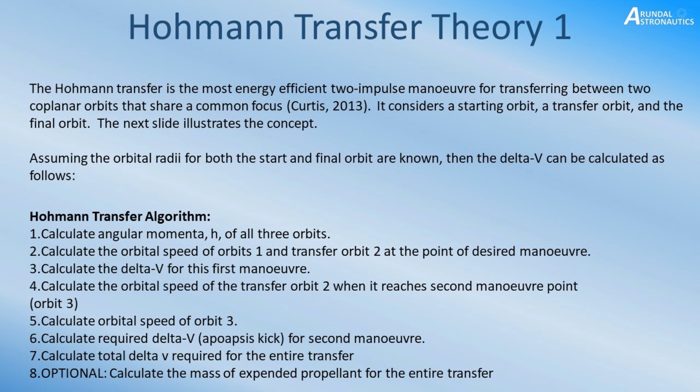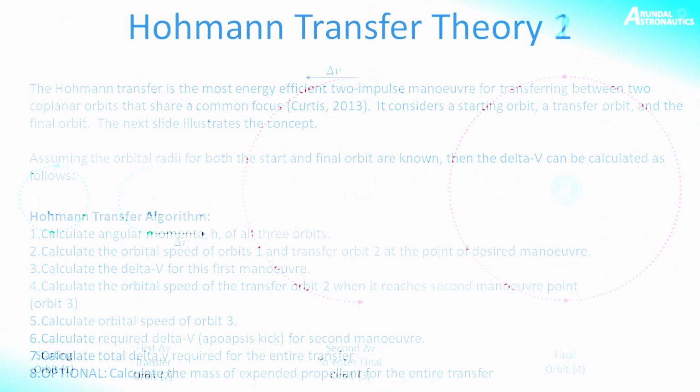The algorithm itself then makes use of calculating angular momentum of the orbits, orbital speeds, change in velocity, and as an option we can also calculate the mass of expended propellant for the entire transfer. So please feel free to pause the video here to read through the transfer algorithm that I've got up on the slide here, and then we'll progress on to the diagram of the Hohmann transfer itself.